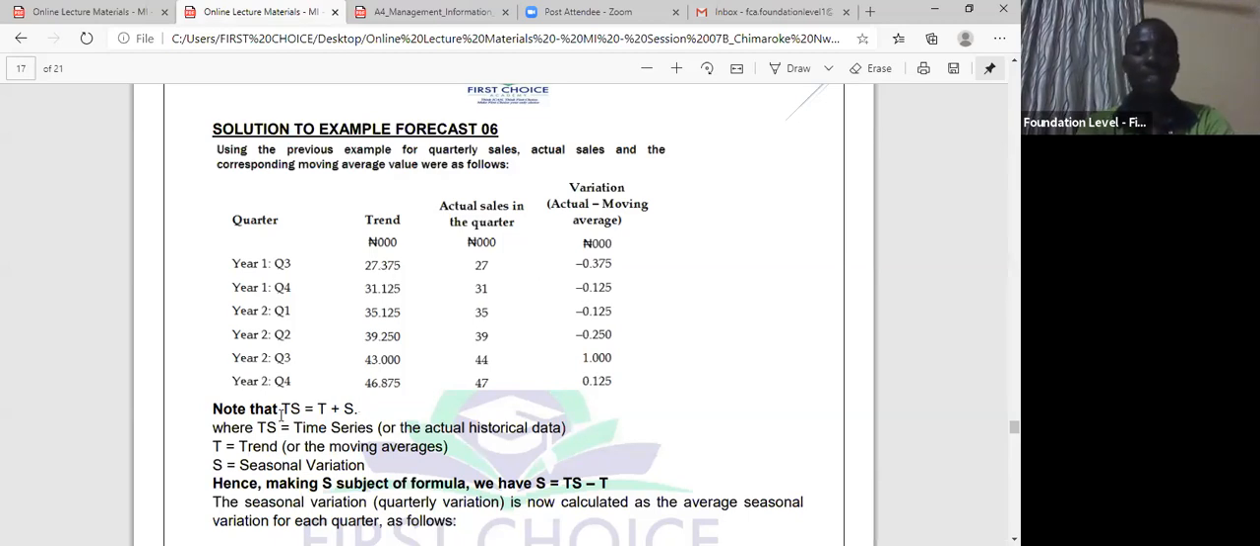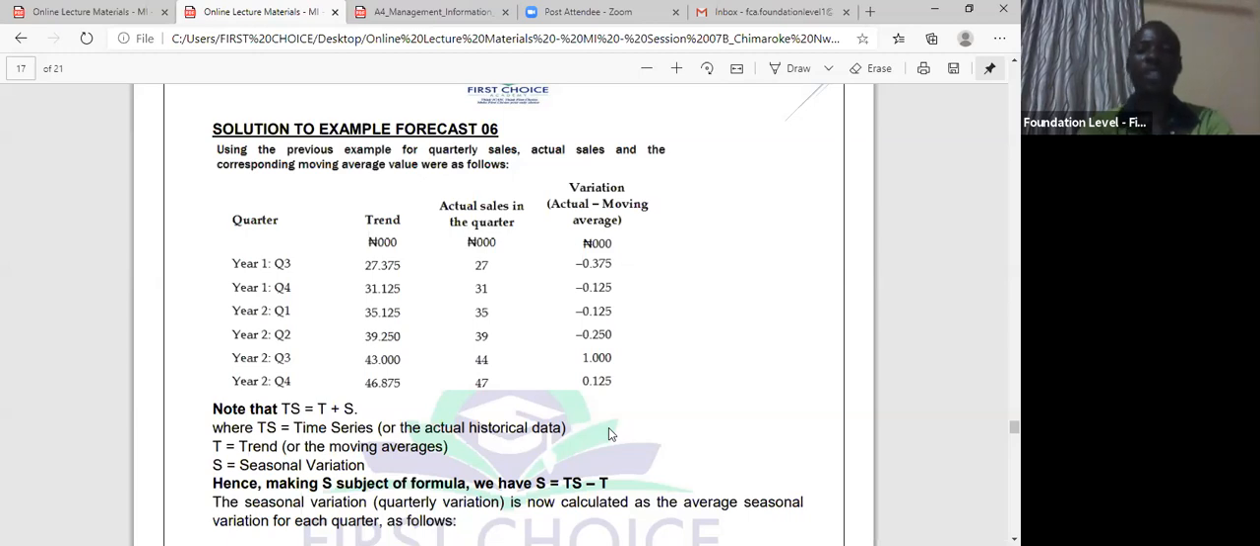If you look at this equation, to make S subject of formula is TS minus T. So this is your TS, this is your minus T. So it's going to be 27 minus 27.375. You're getting minus 0.375. So here, the last one is 47 minus 46.875, and you're getting 0.125. So anytime the actual is bigger than trend, you have a positive number. Anytime the trend is bigger than the actual, you have a negative number.